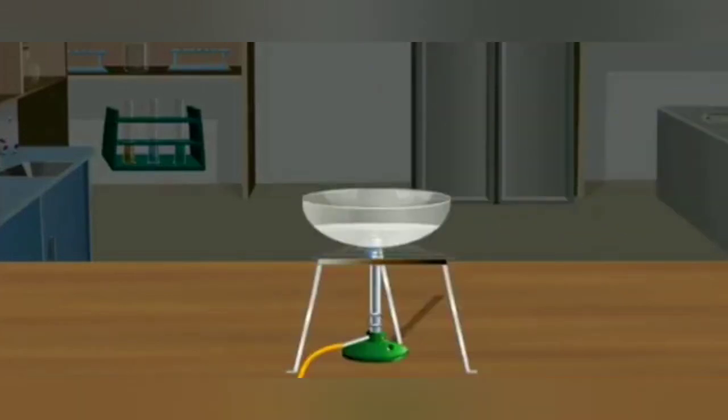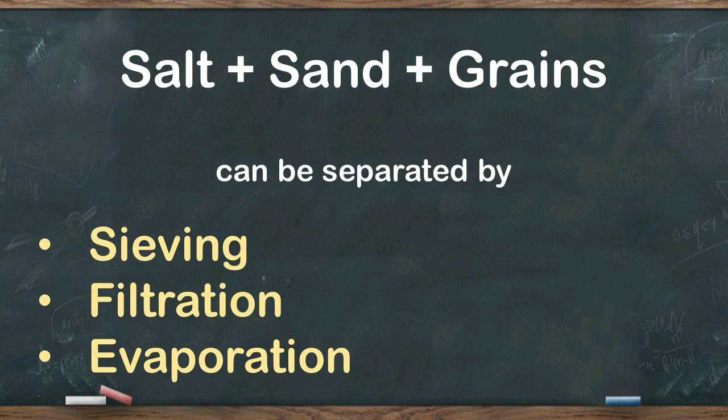Then salt can be obtained from the salt solution by evaporation. It means for separating salt, sand and grains, we have used sieving, filtration and evaporation.